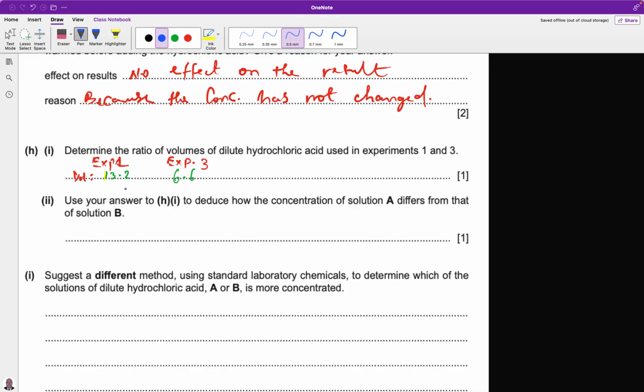Now, what will be the ratio? The 6.6 here will go one time, and 13.2 will have 6.6 going two times. Therefore, the ratio will be 2 to 1.